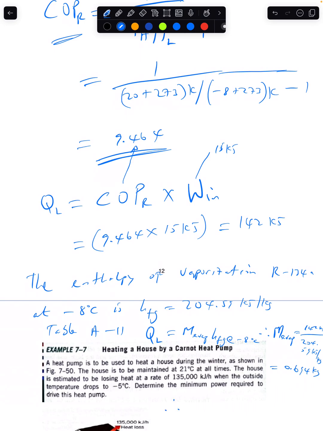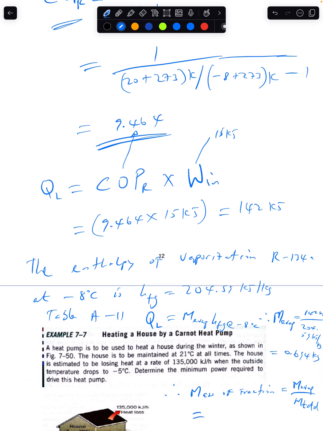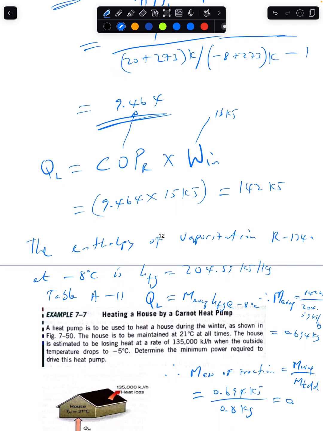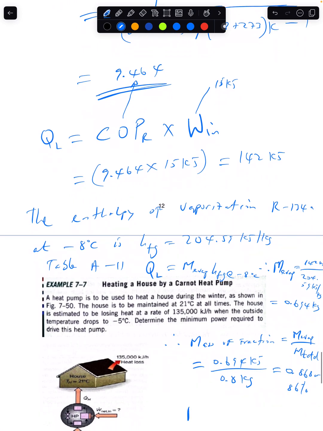Therefore we can talk about the mass fraction. Now we know the mass of vapor over the total mass is going to be 0.694 kilogram over the total mass, which is 0.8 kilogram, and this gives us 0.868, or 86%.